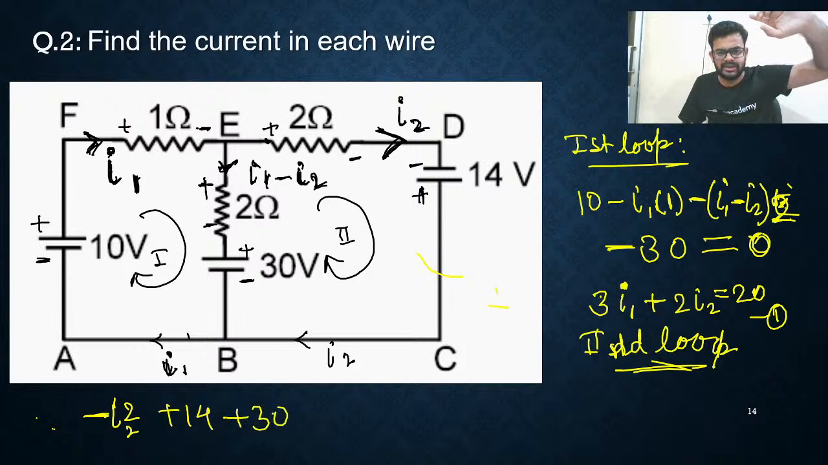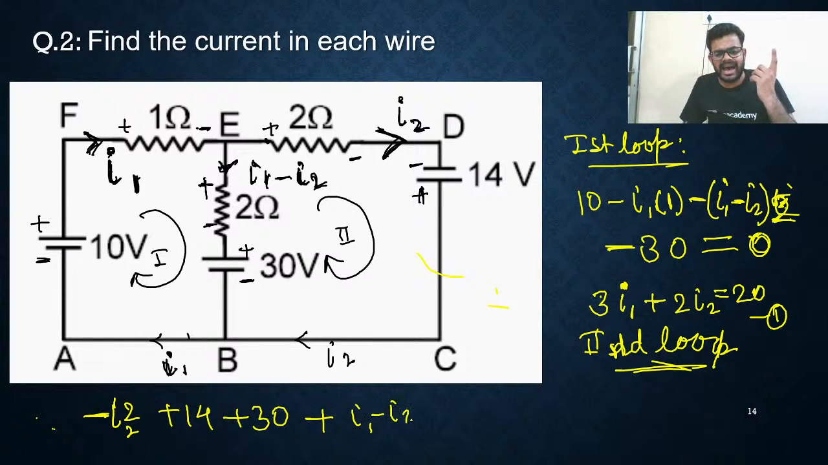So plus 30 you will write. No problem. Now 2 ampere. So current is I1 minus I2, you know? So you will write second plate is positive. So plus I1 minus I2 into its 2 ohm resistance, that will be equal to 0.